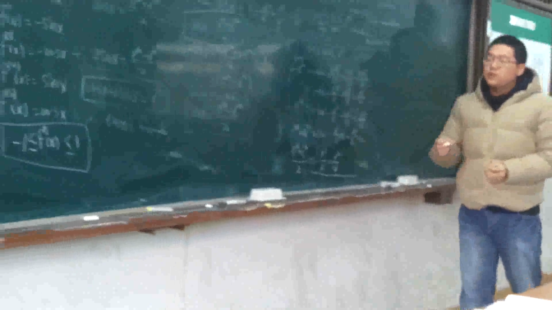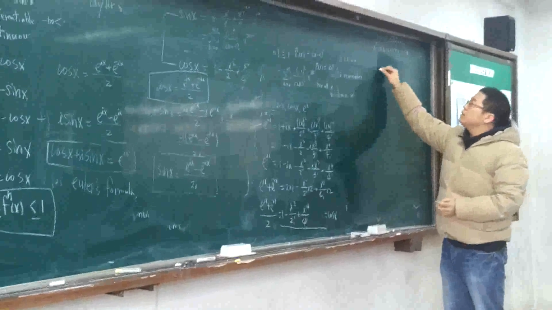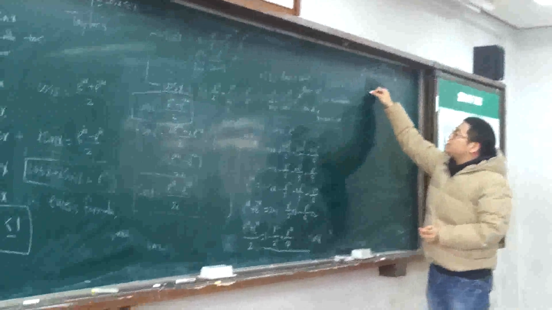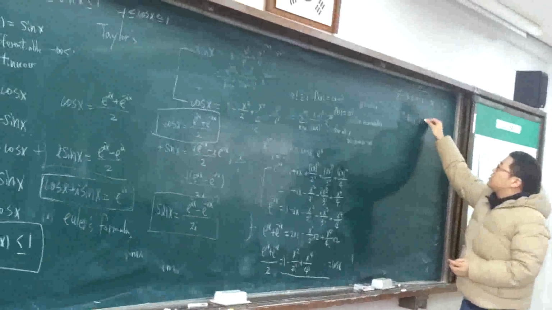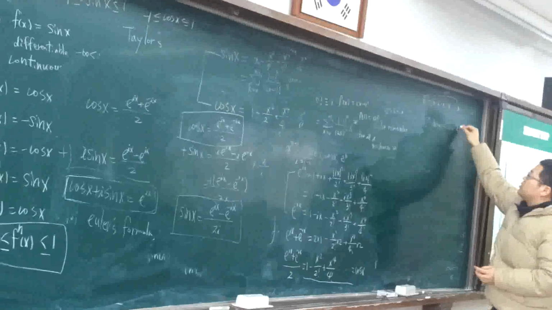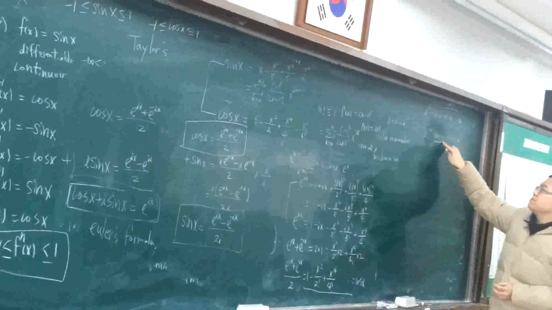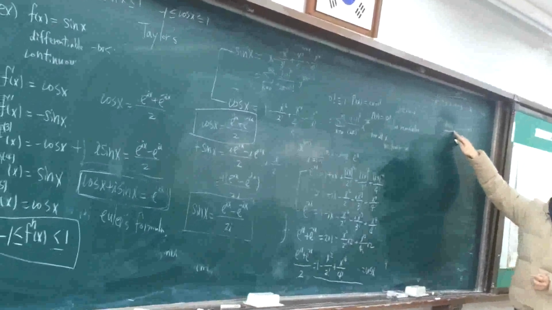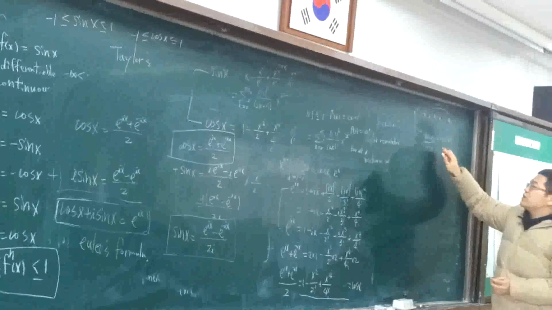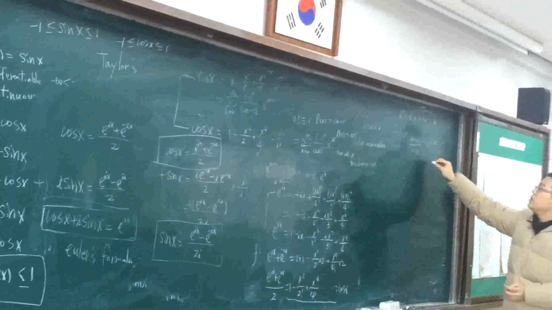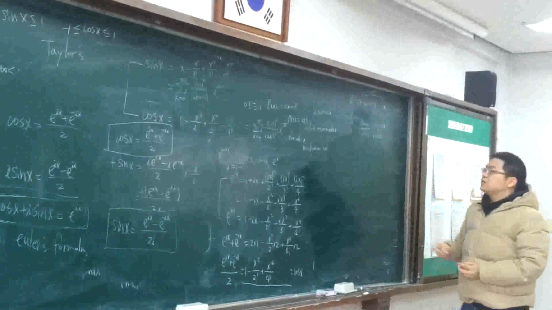So if you substitute minus x for x there, then e^{-ix} equals cos(-x) plus i sin(-x), right? So what is the value of this term? It's an even function, so it's cosine x, and this equals minus sin x because it's an odd function.